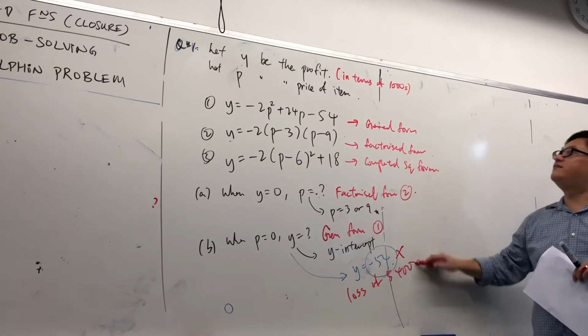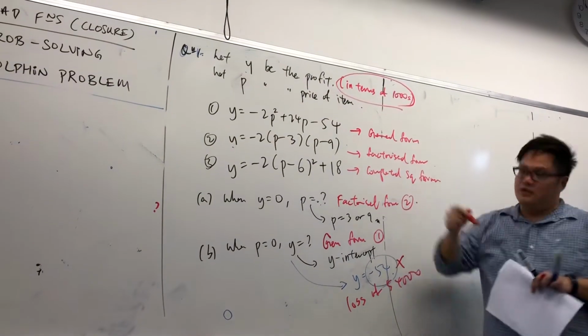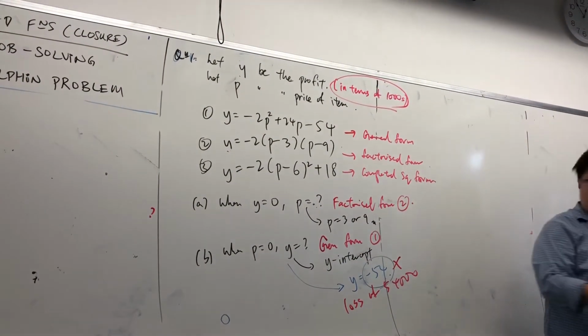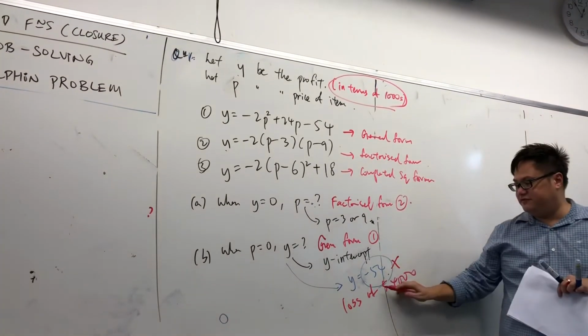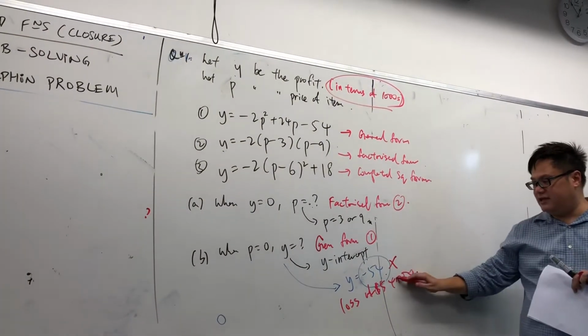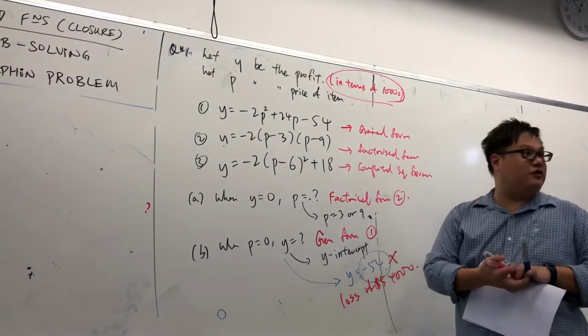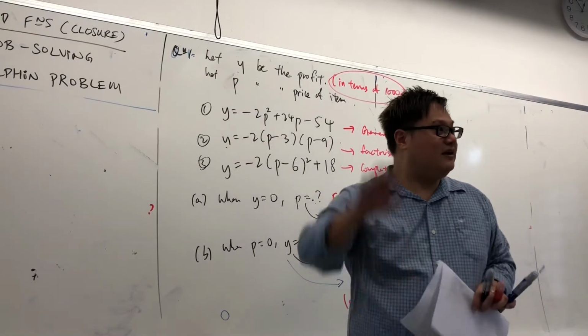That's why this is important. Your y is in terms of thousands. So you actually make a loss of $54,000. Not $54. $54 is okay, but 54,000 is a lot. Okay, are we clear?